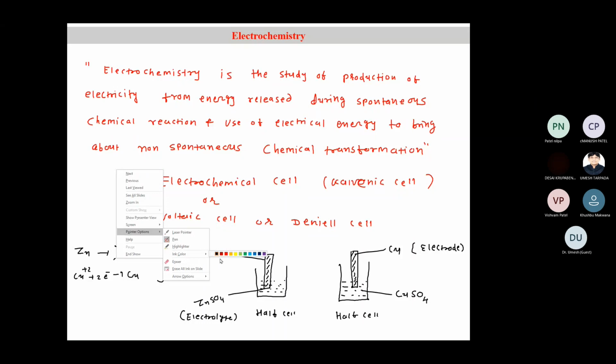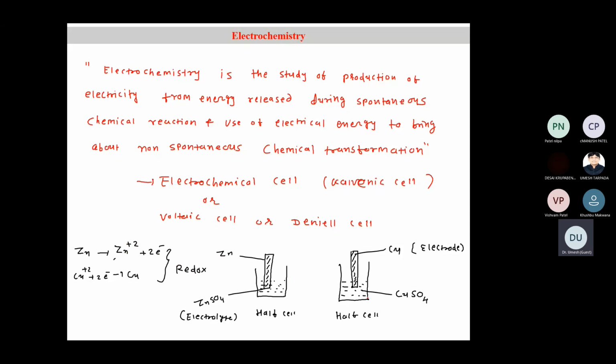How do we get a complete cell? The combination of two half cells takes place in an external circuit. It is combined by wire through a galvanometer or whatever. So this is the combination in the external circuit.